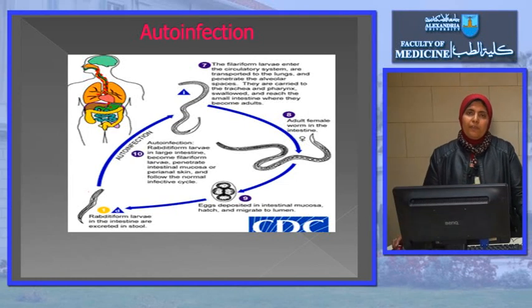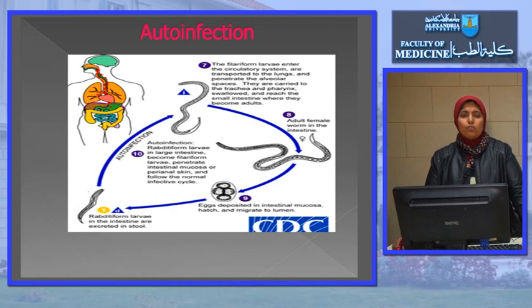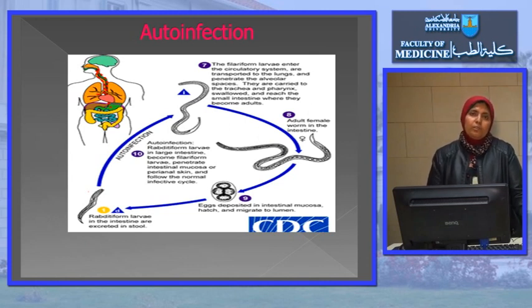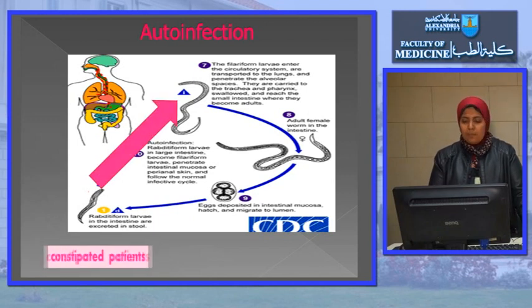As for the autoinfection, we both agree that autoinfection means that the human is the source of infection for himself. What does this mean? Does this mean that the rhabditiform larvae won't reach the soil to molt even twice? No, it will not reach the soil. Everything will happen inside the intestine. How does this happen? This happens in constipated patients.